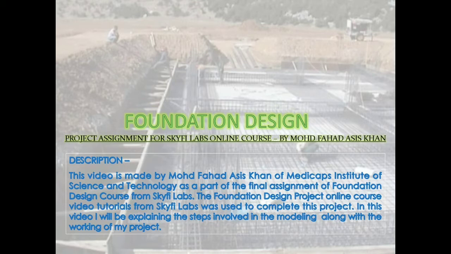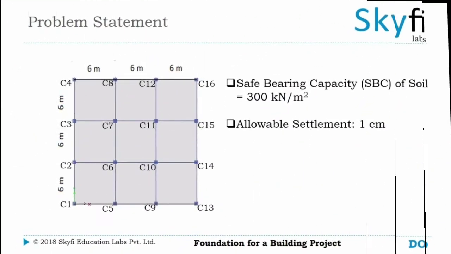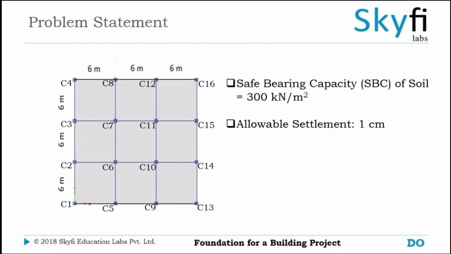In this video, I am going to explain the steps involved in the modeling along with the working of my project. Let's see the problem statement. This is the plan of the building for which you have to design a mat footing. There are 16 columns in total which are arranged 6 meters apart in both x and y direction.